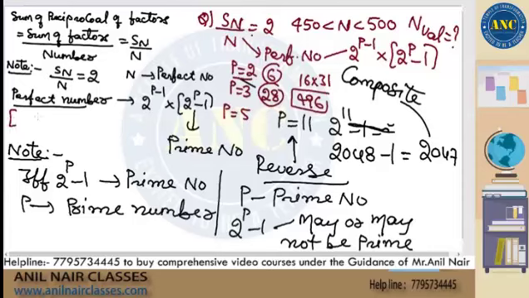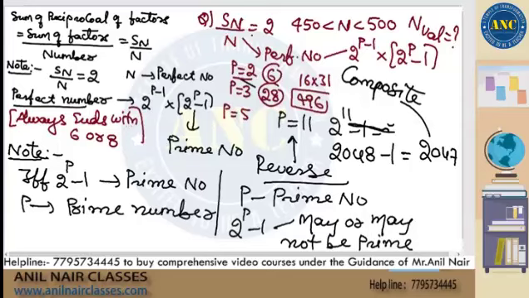I did not do it when it came in the exam. A perfect number always ends with 6 or 8. Please write down. There is only one option, 6, which I tick marked. A perfect number always ends with 6 or 8. I hope the concept is clear.